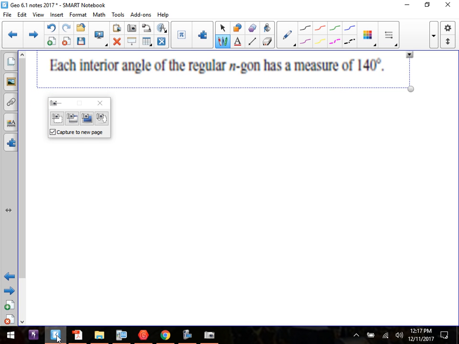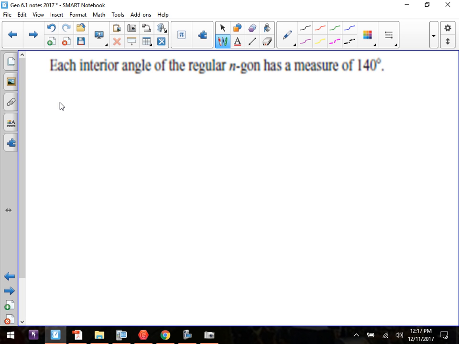Find the number of sides if each inside angle is 140. This is for a regular polygon. Find the number of sides if each interior angle measures 140. Number of sides, each interior is 140. Well, if the inside is 140, what's the outside? 40.